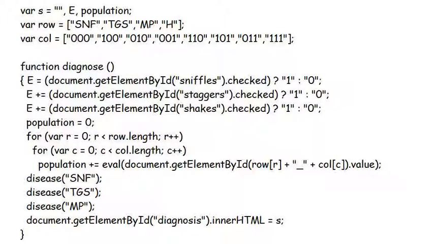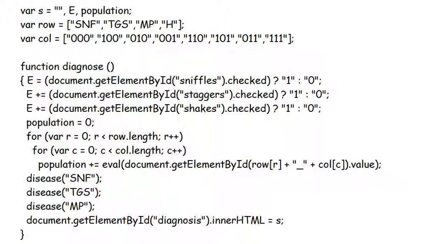I have also set up 2 arrays, one to hold names of all the rows, i.e. all the diseases, in the form of the acronyms, and one to hold all the combinations of symptoms that head up each of the columns. Putting an element from the row array in front of an element from the col array with an underscore between them allows the program to access any of those numbers in the table.